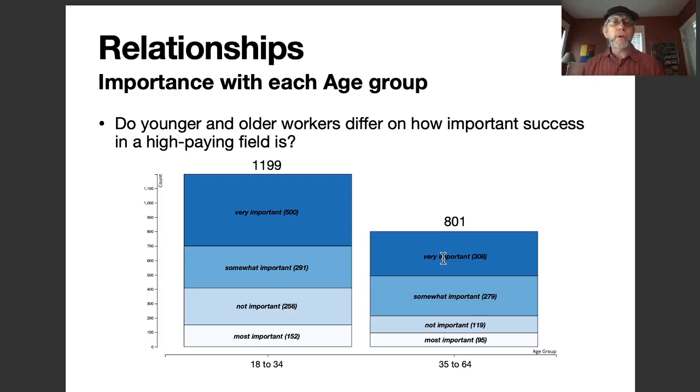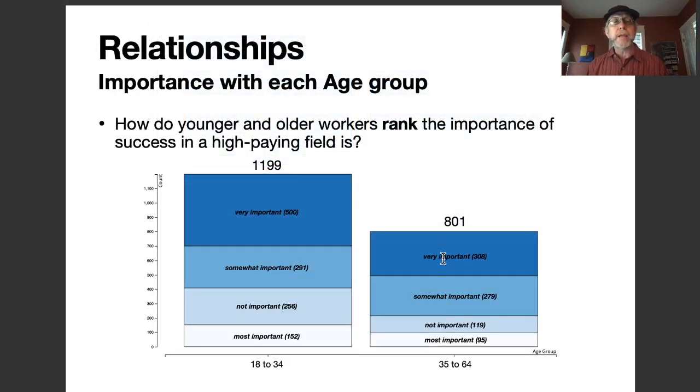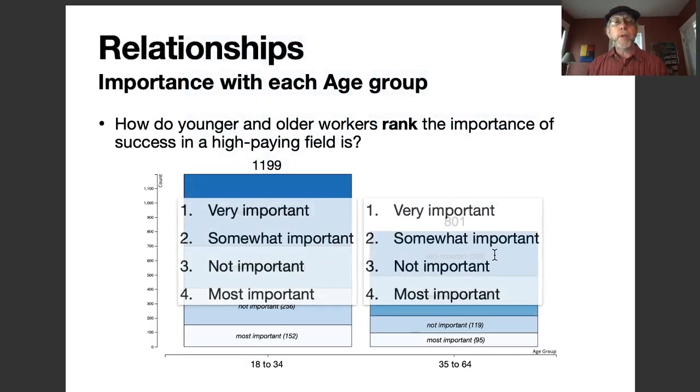Here you could also look at a ranking, and it turns out that the ranking is the same between the two groups here. That is, both age groups have the same ranking of importance. Very important was the most common response, somewhat important, followed by not important, and then most important. So both age groups gave the same ranking.